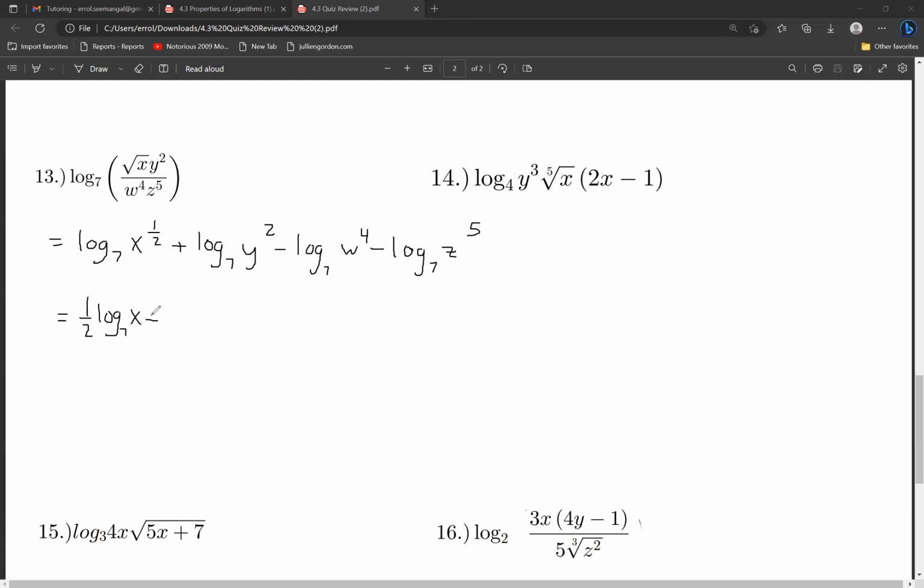What's the next one? 2 log 7y. Yep. Minus log 7w. No, there's just minus w. Minus 5 log 7z. There you go. Yep. There's your final answer.